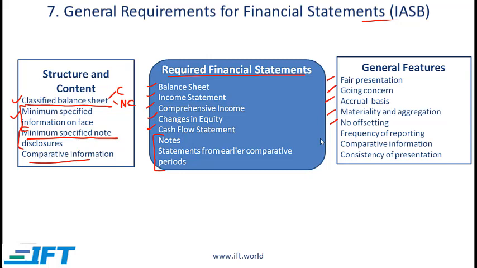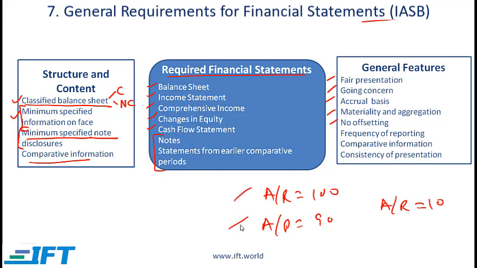No offsetting. This means that assets and liabilities and income and expenses are not allowed to offset each other unless explicitly permitted by IFRS. So you are not allowed to say that my accounts receivable is 100, my accounts payable is 90, so I am just going to report a net accounts receivable of 10. So that is not allowed. You have to show both the accounts receivable and the accounts payable.